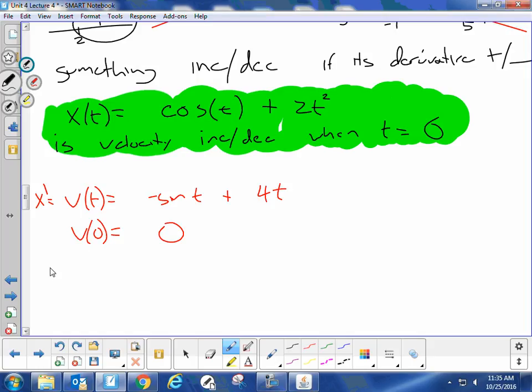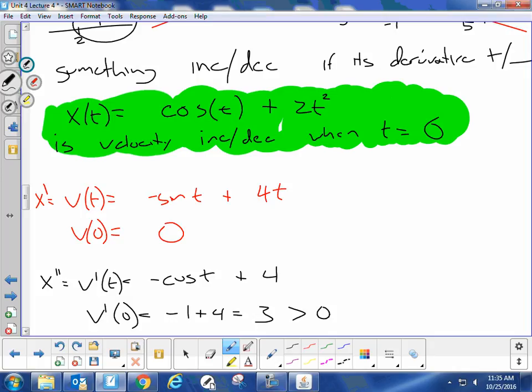You figure that out by looking at the derivative of velocity, which is acceleration, which will be negative cos t plus 4. I plug in 0, the derivative of my velocity would be negative 1 plus 4, which is 3. This is positive. Since that is positive, my velocity is increasing when t equals 0. Why? V prime is positive. The sign of the derivative will tell me if the original thing is increasing or decreasing.